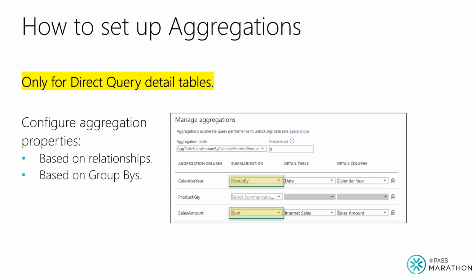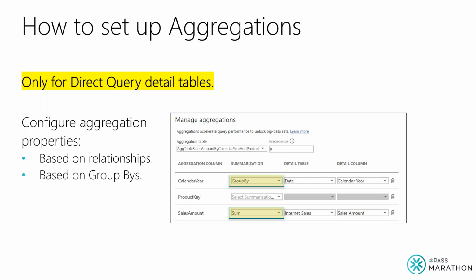All right, and you're going to see when I start setting up aggregations, I have to give Power BI some metadata to tell it that if a query comes in asking for these attributes, instead of going to the detail table, go to the aggregation table. That's done by the Manage Aggregations property of the aggregation table. And there are two ways that you do that. As I'm going through that, I want you to pay attention. There are two ways to set up aggregations.